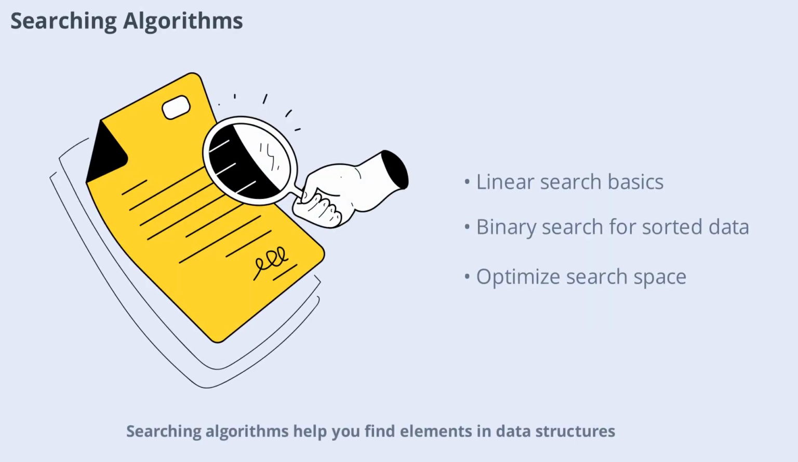Searching algorithms help you find elements in data structures. Linear search scans each element one by one, while binary search efficiently finds elements in sorted arrays by repeatedly dividing the search space. Modified binary search techniques are used for more complex problems. Understanding when and how to use these algorithms is key to writing efficient code.